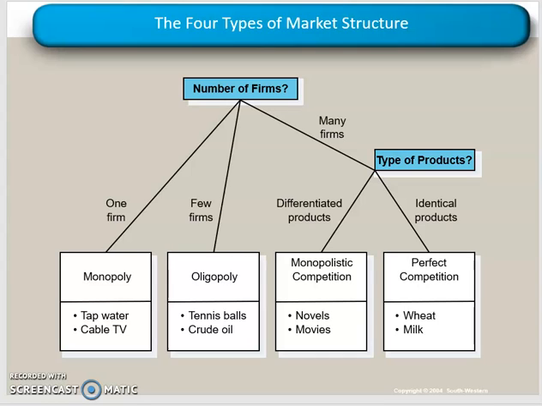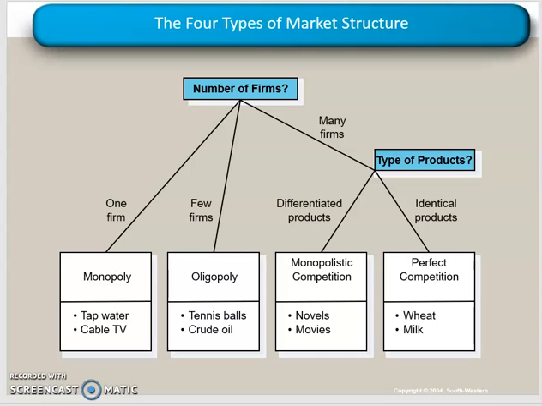If we're trying to decide what market structure it is, the first question we ask is what's the number of firms in the market, right? 1 is a monopoly, a few is an oligopoly, many is either perfect competition or monopolistic competition, and then that depends on whether or not they're differentiated products or identical products. So let's begin by talking about oligopolies, okay?